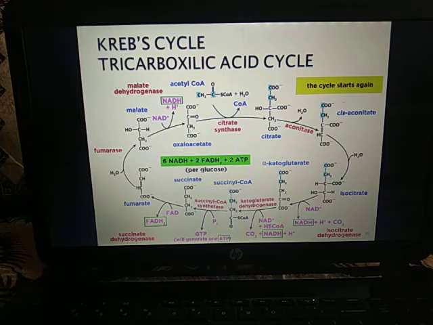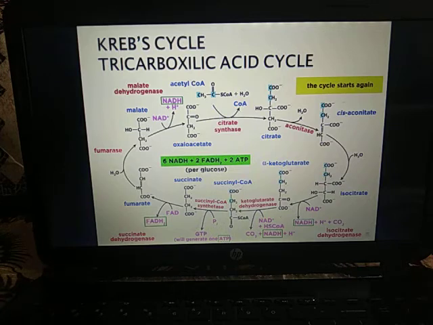Now, oxidation of succinate. Succinate undergoes dehydrogenation to form fumarate, with the help of the membrane-based enzyme succinate dehydrogenase. Now FADH2, reduced flavin adenine dinucleotide, is produced.